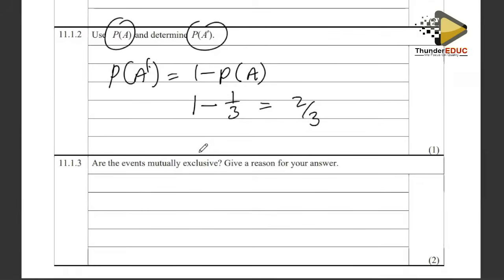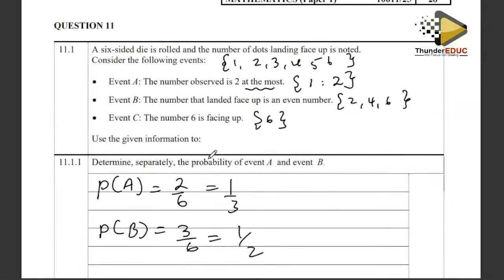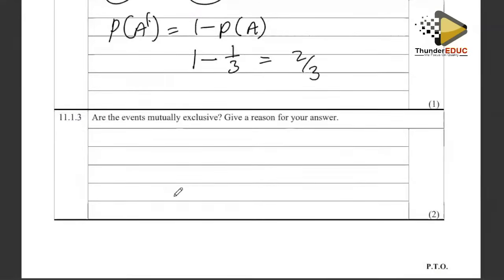Then are the events mutually exclusive? Okay, so when you look at A and B, I know that mutually exclusive events are basically events that have nothing in common. But for this, we have 2 that is common. So the answer is going to be no. Probability of A and B is not 0.